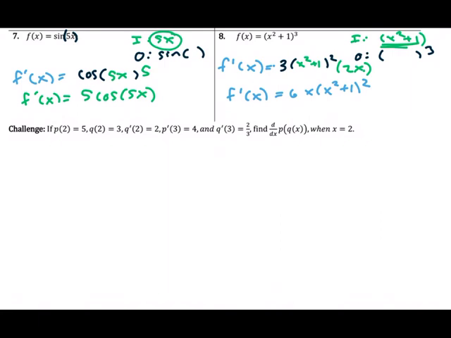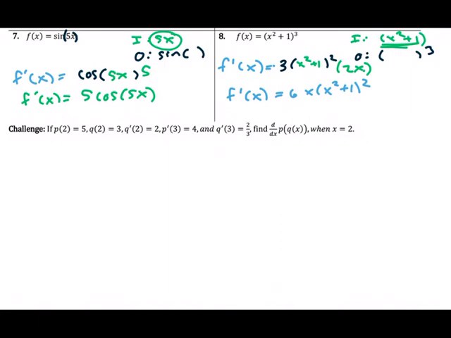So the more you practice and work through this, the easier it's going to be. But really, it's important to start by identifying the inside and outside functions and thinking through the derivative of the outside, keeping whatever was inside the same, and multiplying that by the derivative of the inside. Let's look at this challenge problem before we wrap up the video.